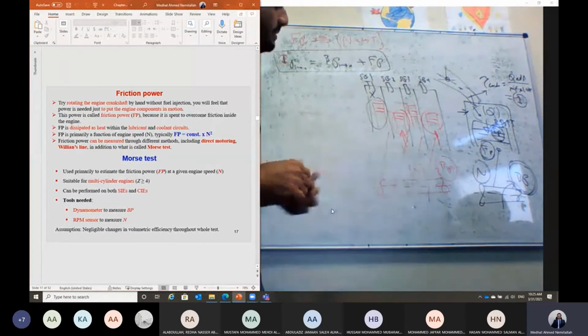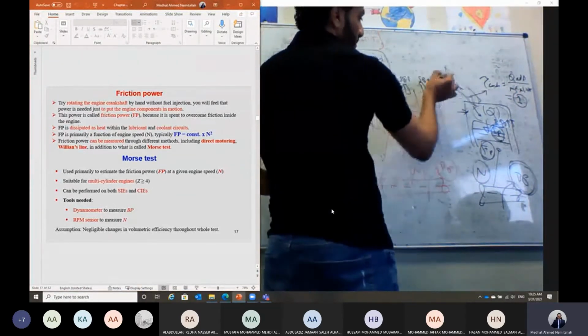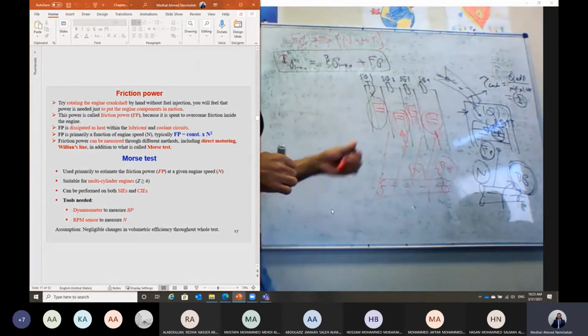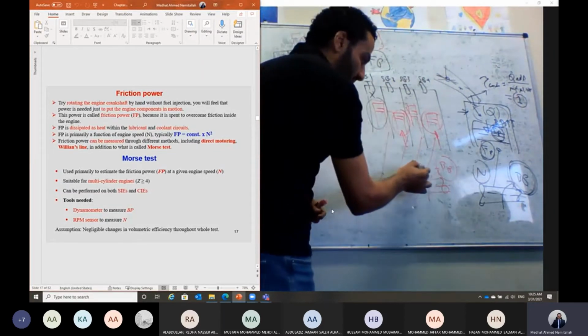So in this case, I will press on the throttle valve and widen the opening of the throttle valve, supply more air, supply more fuel, and then the brake power will be increased in order to keep the RPM constant.